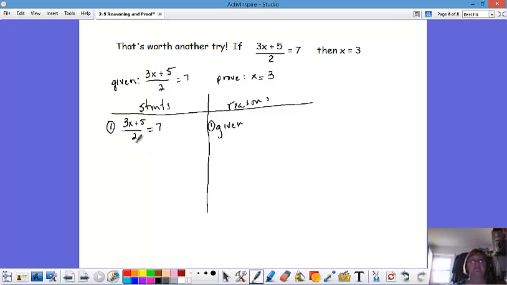The first thing that I would do if I were solving this equation is multiply both sides by 2. So I would say I need to apply the multiplication property. That is, I'm going to multiply both sides by 2. 3x plus 5 over 2 multiplied by 2 is equal to 7 multiplied by 2, and that's the multiplication property. Doing the work is the substitution step, and 2 divided by 2 is 1. So 1 times 3x plus 5, or just 3x plus 5. 2 times 7 is 14. Substitution.